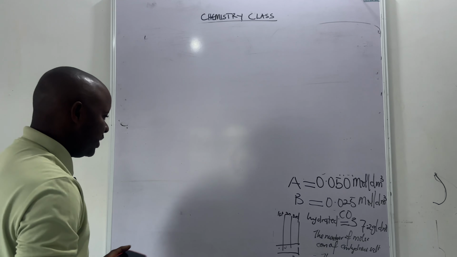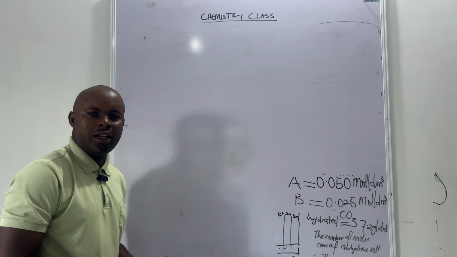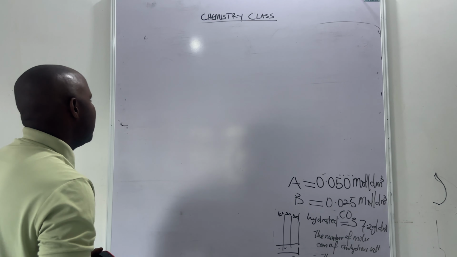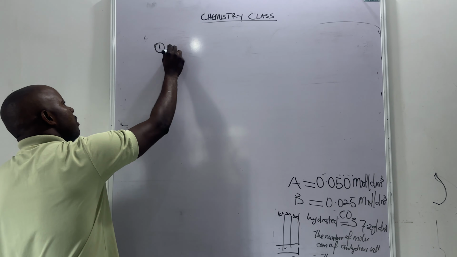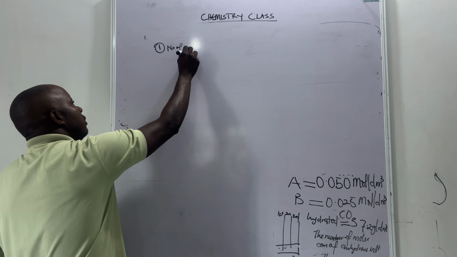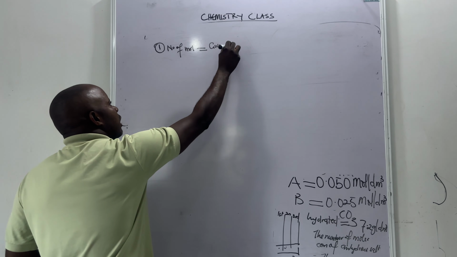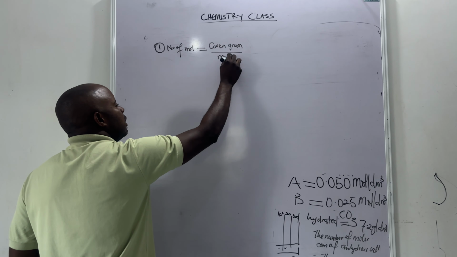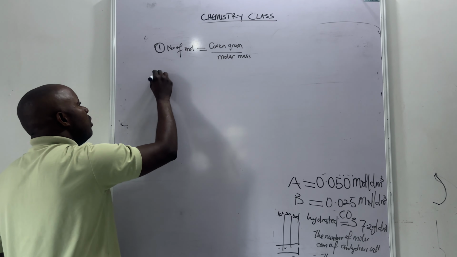As I've said before, we have 3 important equations when discussing the mole concept, and these 3 equations are very important. We say number of moles is equal to given mass in grams, all over molar mass. So we can also solve for the number of moles as well.